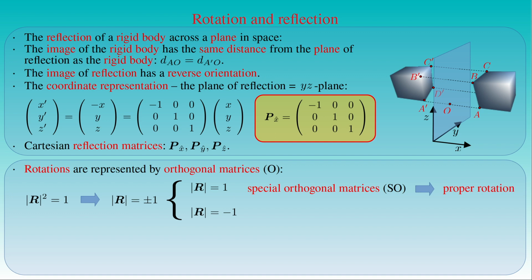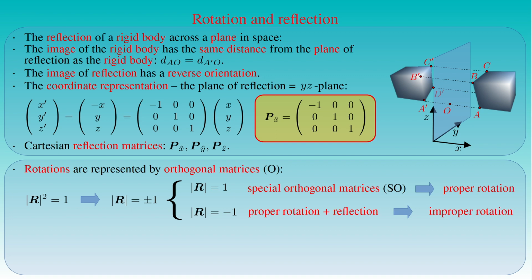If the determinant of a matrix is equal to -1, then it can be written as the product of a special orthogonal matrix and a reflection matrix. In other words, it is a composition of a proper rotation and a reflection in space. Such operations are also known as improper rotations.